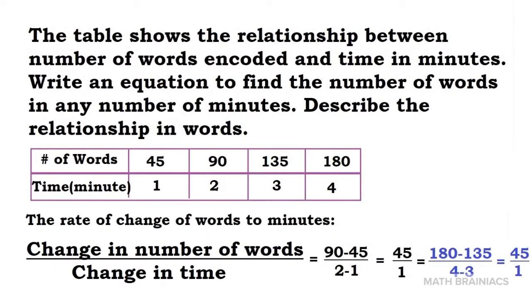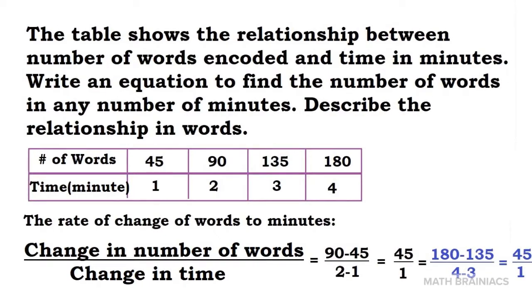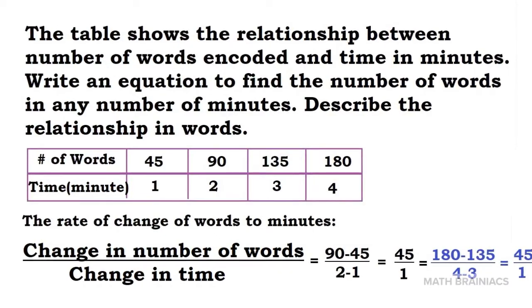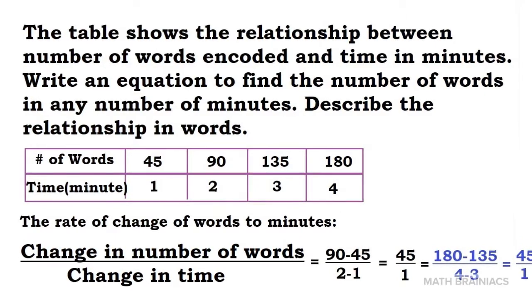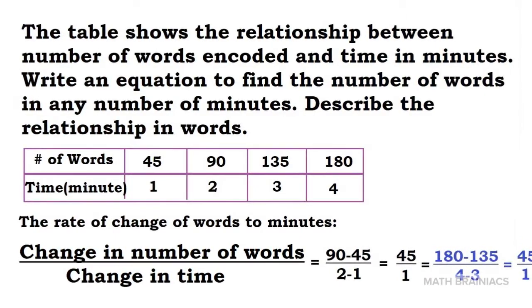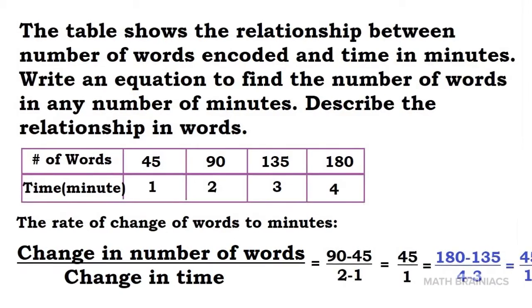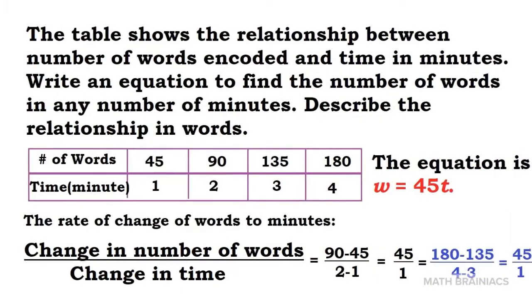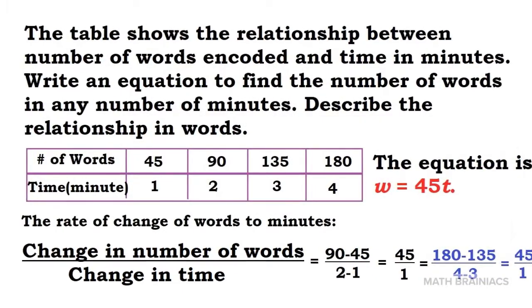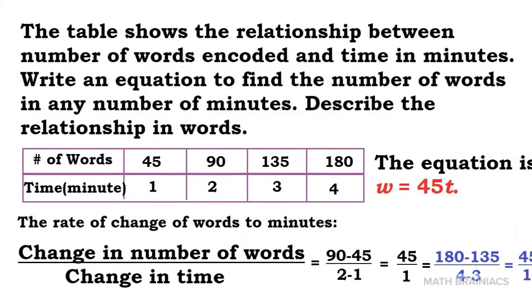If we are going to take the values of the last two columns, it will give us 180 minus 135, which will give us 45. And 4 minus 3 will give us 1. Therefore, our rate of change of words to minutes will give us 45 all over 1. It is the same. Accordingly, we can come up with the equation W is equal to 45 times T. W is the number of words and T is the time.